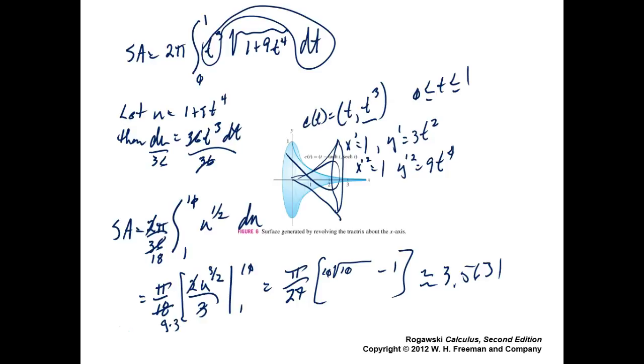Not an unreasonable formula to use. If you remember that the square root of x prime squared plus y prime squared is your speed, okay? And speed times time, in this case delta t, that's your distance. Then the distance times your circumference, that's your area. And that gives you basically the formula. All right.